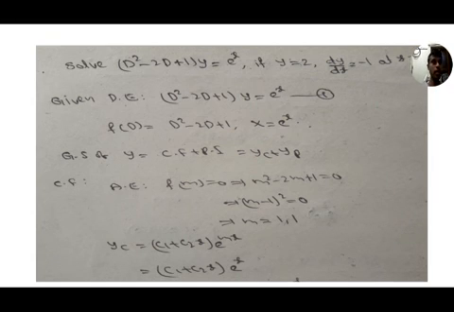So first on initial value problem, solve (D square plus 2D plus 1) of y equal to e to the power of x if y equal to 2, dy by dx equal to minus 1, x equal to 0.